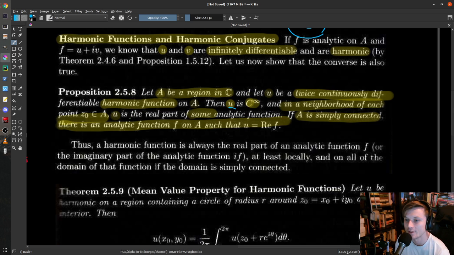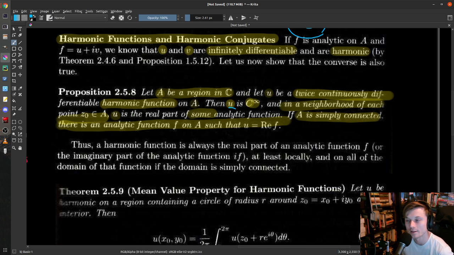And it's the real part of some analytic function, or there's just one function when we have simple connectedness. So if you don't have a simply connected domain, you may have different functions at different points, different analytic functions, and that is kind of cool.